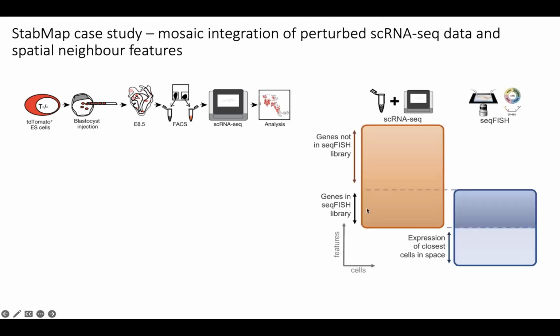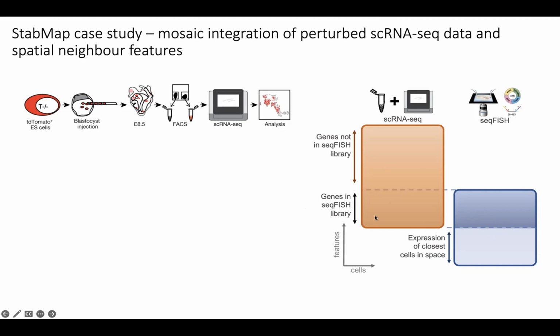So here, I said earlier that we had our spatial reference map of mouse embryos. And so here our integration question becomes, we've got our single cell RNA-seq. We have genes that are covered in our seqFISH library. We have genes that are not covered in our library. And then we also have additional features that we could extract from space itself. Right, so here we've got the expression of the nearest cells in physical space.